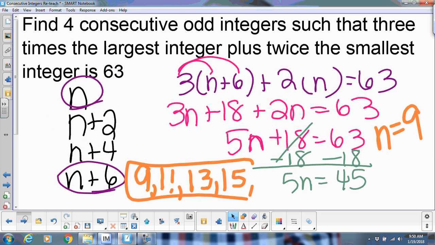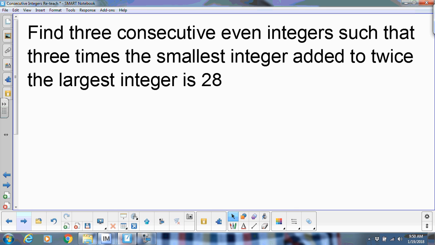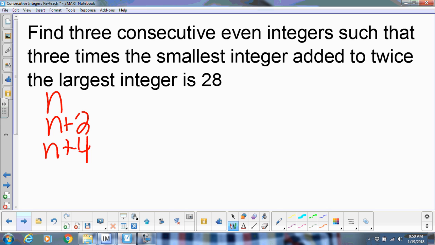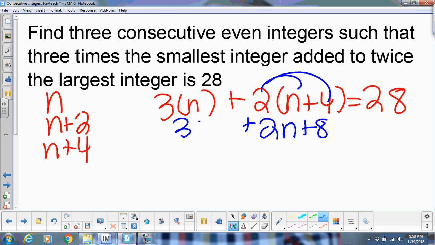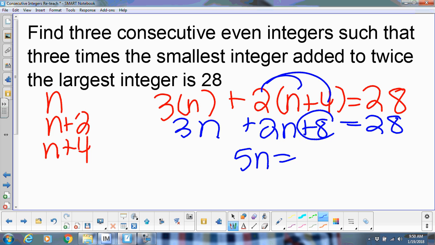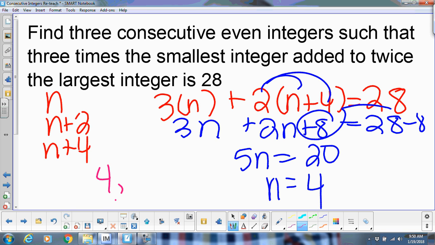All right, went through there. So it takes us here. 3 consecutive even integers, n, n plus 2, and n plus 4, such that 3 times the smallest added to twice the largest equals 28. All right, distributive property, y'all, that's going to give you 2n plus 8. Okay, so this is going to give me 5n, and let's subtract our 8. So 5n equals 20. Divide by 5, and n should equal 4. 4 should have been your first number for this problem, and then your next two even integers would have been 6 and 8.